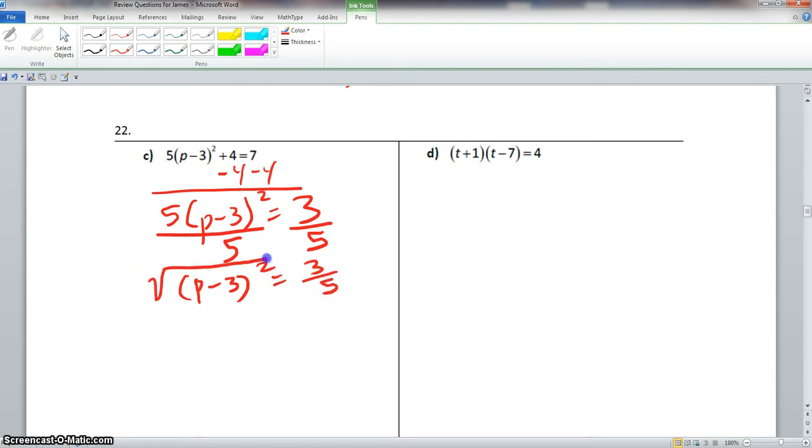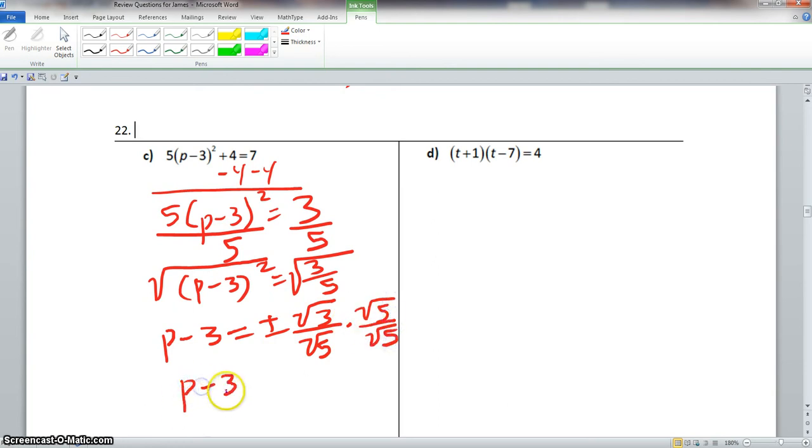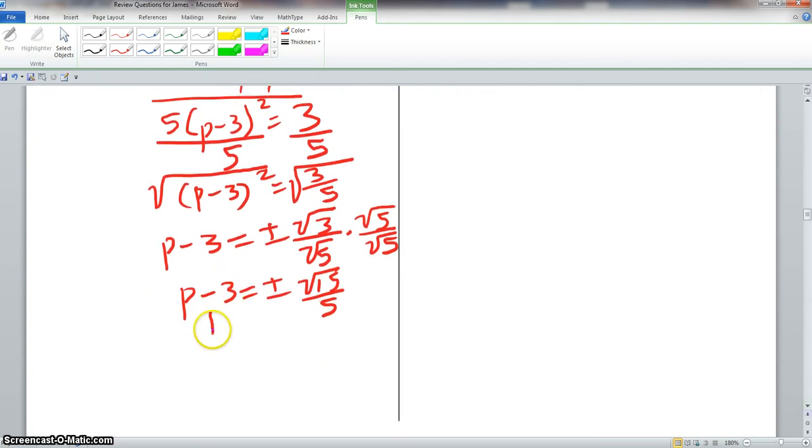Now I would take the square root of both sides. And we will have p minus 3 is equal to plus or minus, we can make this the square root of 3 over the square root of 5. Now, we know we cannot leave the square root of 5 in the denominator. So we'll multiply our numerator and denominator by the square root of 5. So we have p minus 3 is equal to plus or minus the square root of 15 all over 5. The square root of 5 times square root of 5 is square root of 25, which is just 5. And then we will add 3 to both sides. So we have p is equal to 3 plus or minus the square root of 15 over 5.